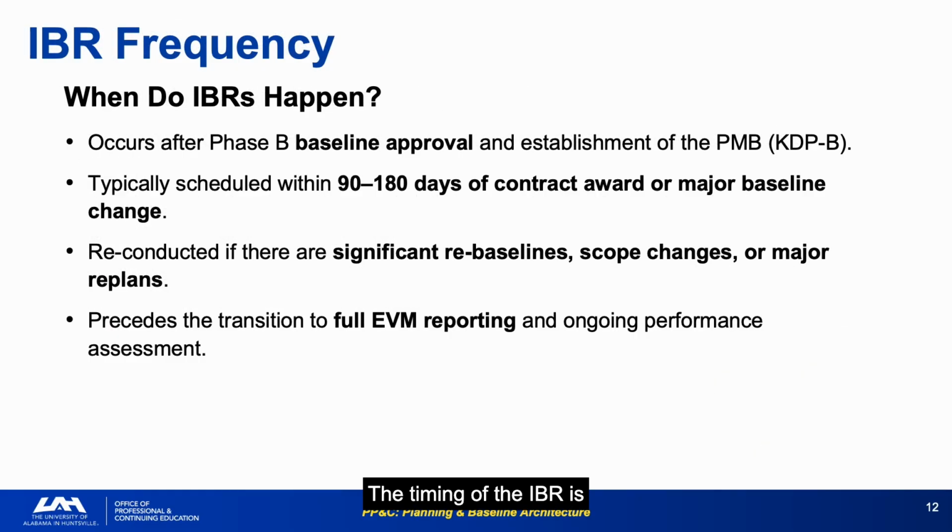The timing of the IBR is specified after Phase B baseline approval and PMB establishment, typically within 90 to 180 days of contract award or a major baseline change, and before full EVM reporting begins. Reconducted if there are significant rebaselines, scope changes, or major replans. This is the condition I reference when describing the Mars rover replan that added a second rover. A change of that magnitude requires a new IBR.